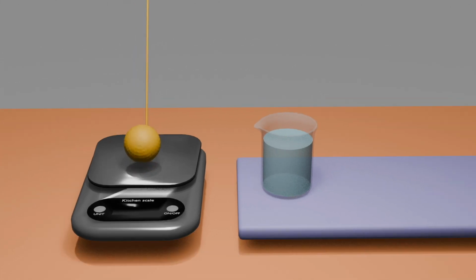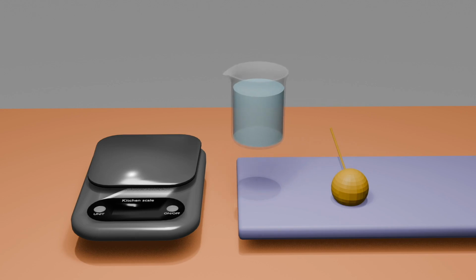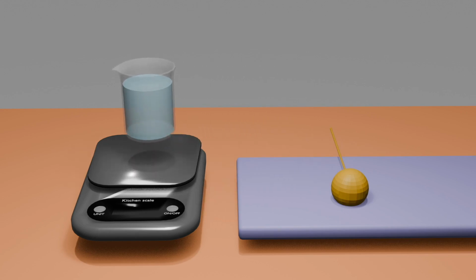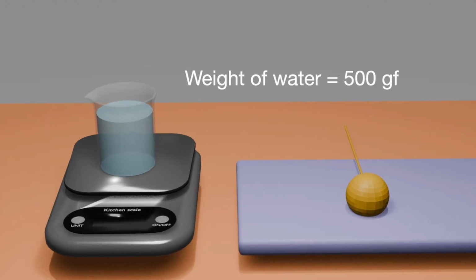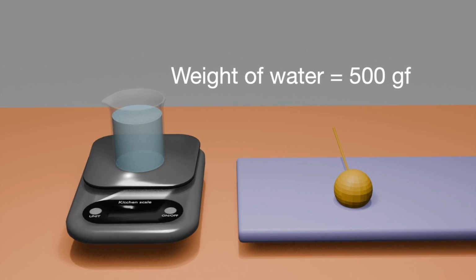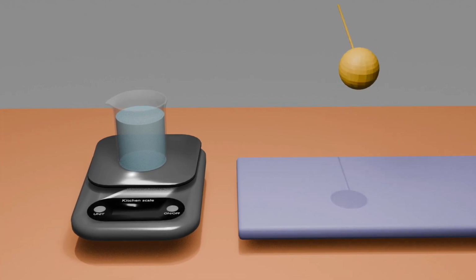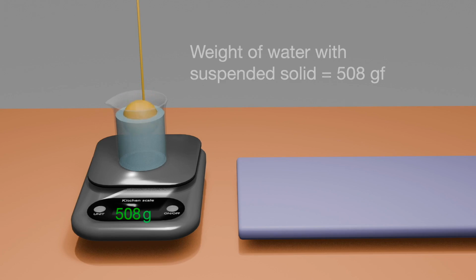Next, we'll weigh a beaker filled with water. The weight is 500 gram force. Now comes the interesting part. We immerse the solid in the water, making sure it doesn't touch the beaker's side or bottom. The new weight becomes 508 gram force.